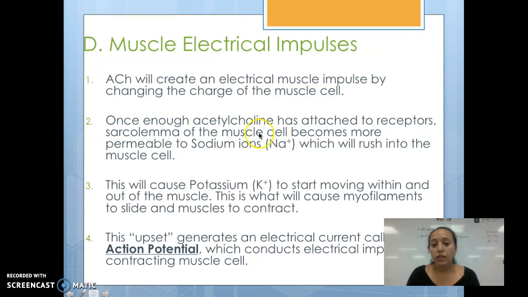Once enough acetylcholine is attached to the receptor, the sarcolemma becomes more permeable to sodium, which will start rushing into your muscle cell. This will then cause potassium to start moving out of the muscle, which causes myofilaments to slide and contract. We'll get into that next. This upset is called action potential, which conducts electrical impulses, and that will contract your muscle cell.